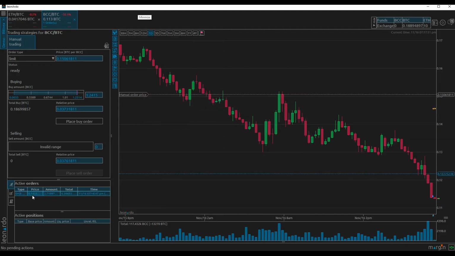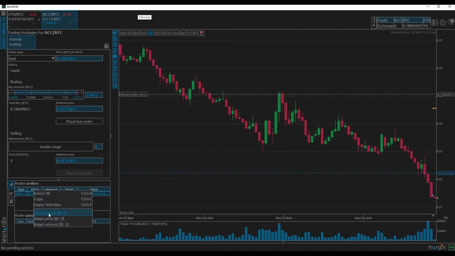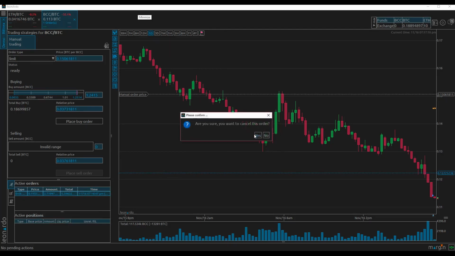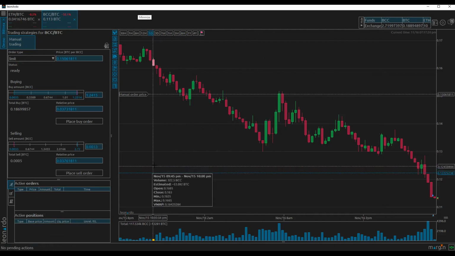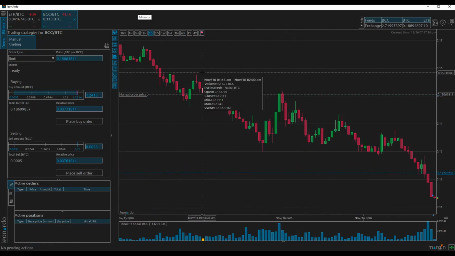Now you can also come select the order here, and you can also cancel the order as well, or you can change the price or adapt the amount if you can. And so I'm just going to cancel it, and there you go. So this is the manual trading. So you do your trading yourself.